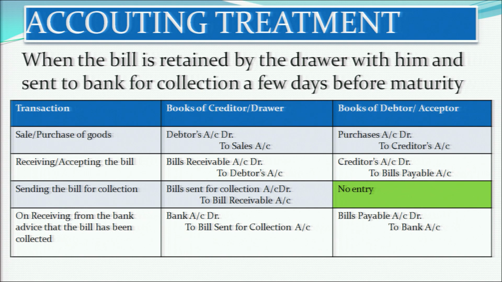He or she will only come into the picture when the maturity date comes. So the two entries are going to be the same. The third entry is going to change. So bill sent for collection account debit to bills receivable account. No entry in the debtor's book, but at the time of maturity, the bank is going to collect, and then the bank is going to send an advice or a notice or an instruction that we have received the amount. So what entry is going to come into the drawer's account? Bank account debit to bill sent for collection account.